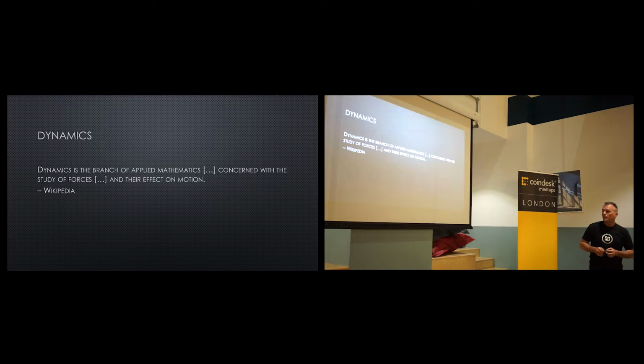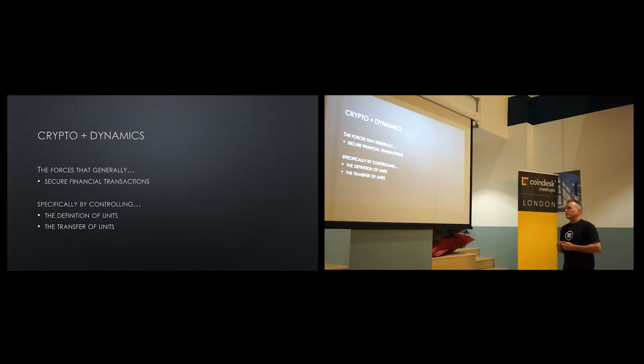Next. Okay, so crypto and dynamics, the forces that generally secure financial transactions, specifically by controlling the definition of units and the transfer of units. And it's interesting that even though that was just Wikipedia's definition, these are two separate things that are controlled through two separate aspects of the technology or the system. The definition of the units, which you can think of as the rules, the Bitcoin consensus rules, and the transfer of units, which has to do with confirmation. How is confirmation secured? Very differently than the rules.